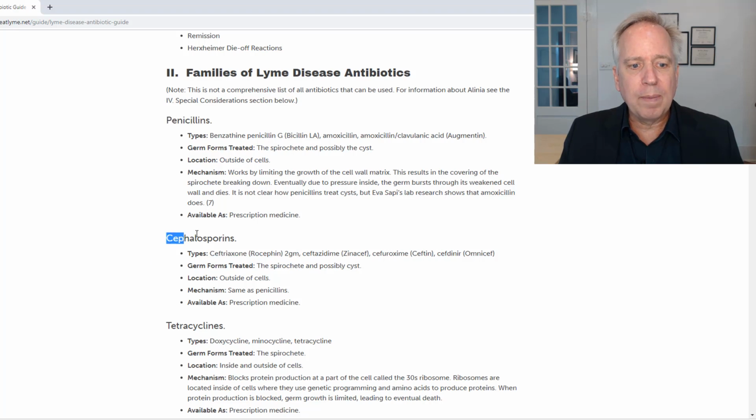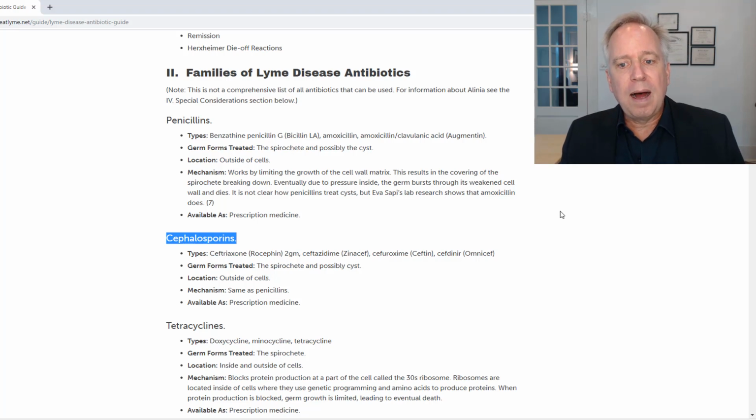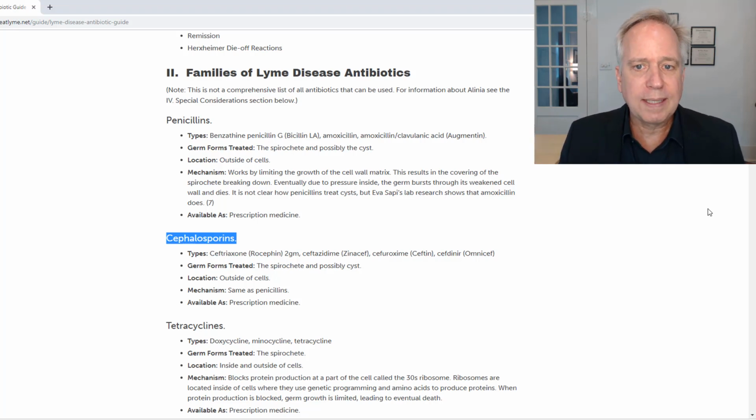Another family of antibiotics that's actually quite similar because they come from the same group of antibiotics, and that's the cephalosporins. And these would be things like IV Rocephin. There might be something called Omnicef. There's something called cefuroxime. These also are cell wall agents and primarily are used in a Lyme disease treatment to treat the covering of the spirochete. And they work outside of the cells. They don't go inside the cells.